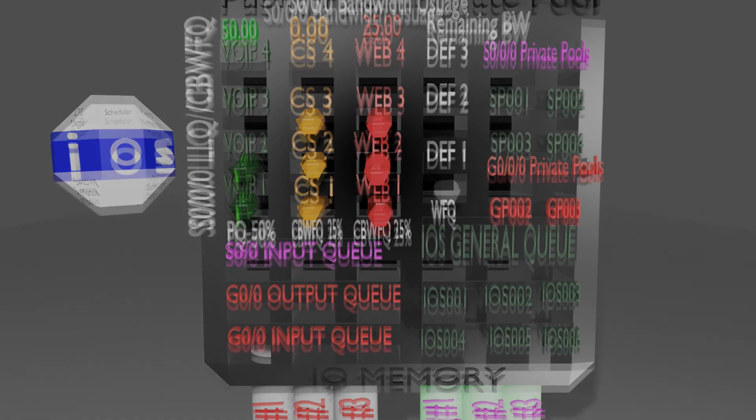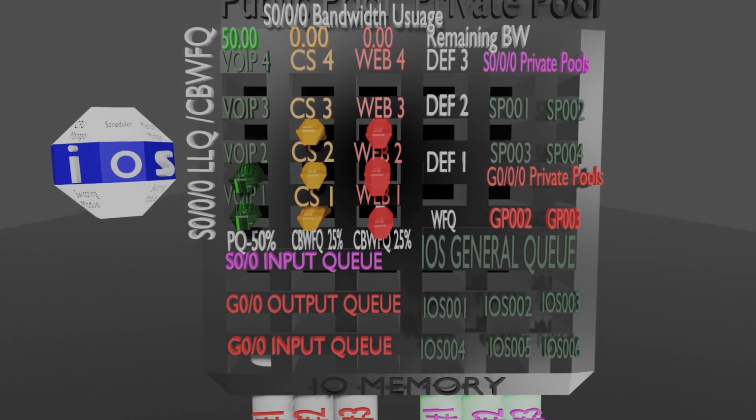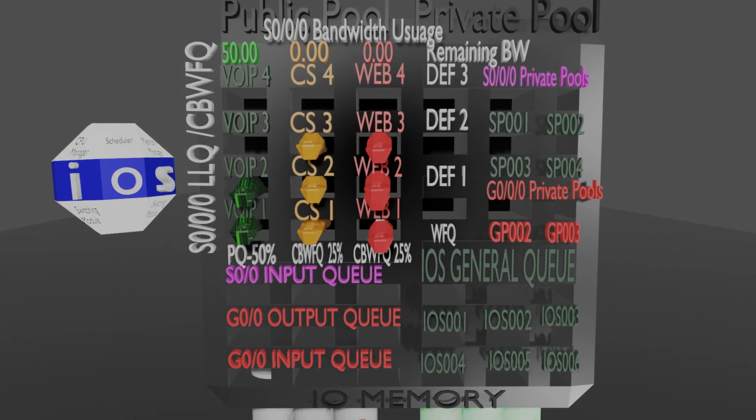The final queue will be assigned the default class and will be done so automatically by IOS and will be serviced by the weighted fair queue scheduler. All packet flows that have not been assigned a class will be assigned to this queue, and if there's any bandwidth left over, then this class will be serviced.